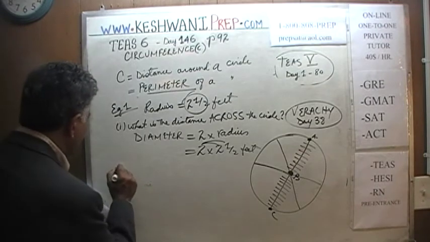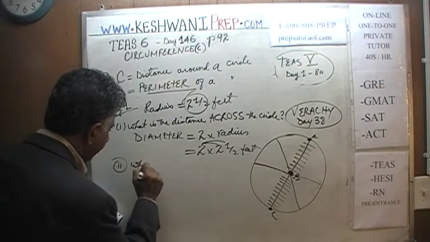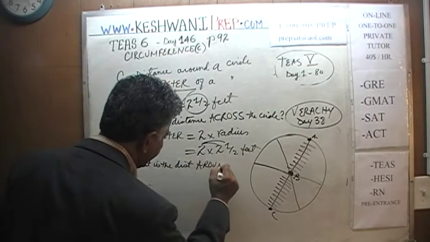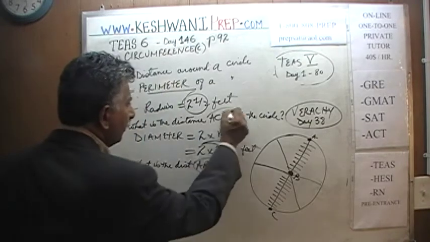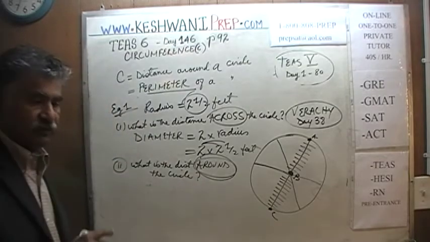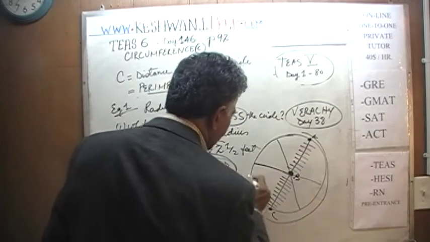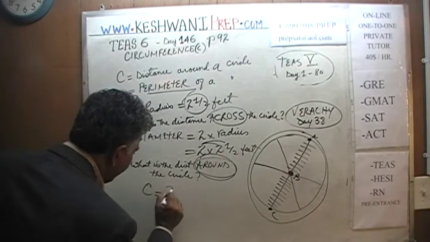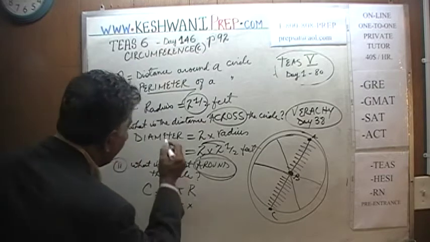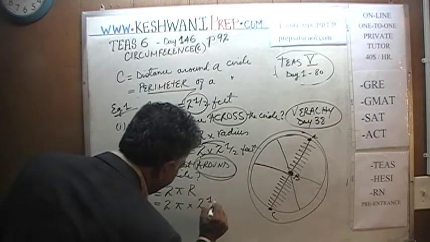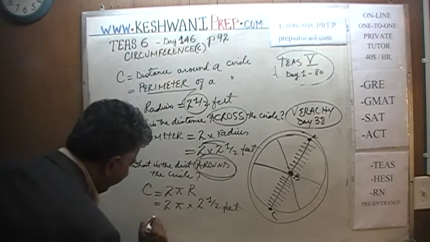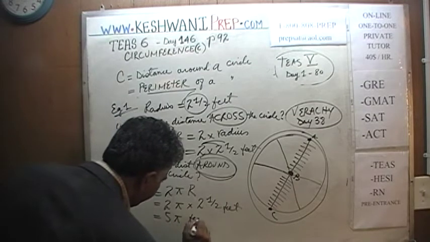Next question is, what is the distance around the circle? Around, not across, but around the circle. Well, the distance around the circle is the circumference, which we know is 2 times pi times r. We know the value of pi, and we know the radius, which is 2.5 feet. We just figured out 2 times 2.5 is 5, so it's going to be 5 pi feet.